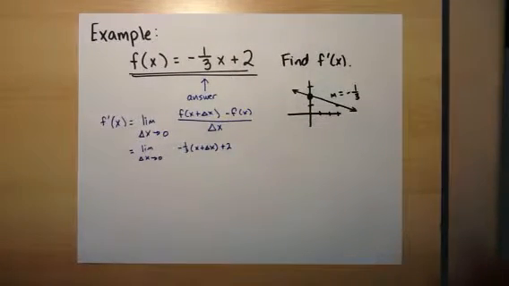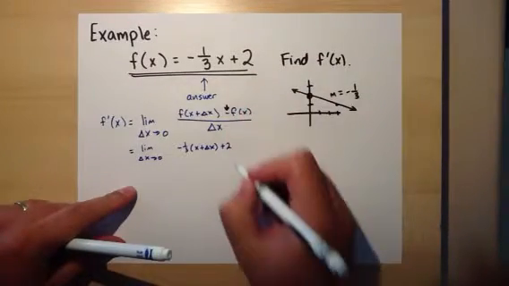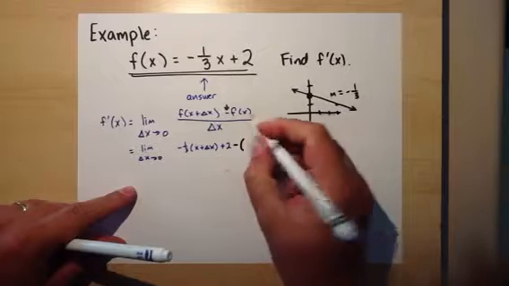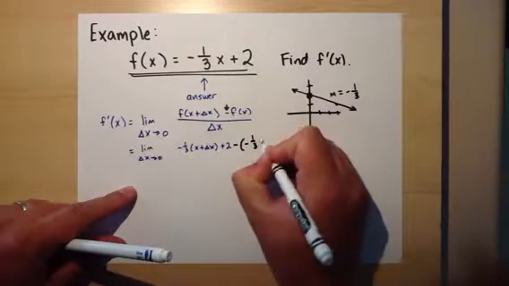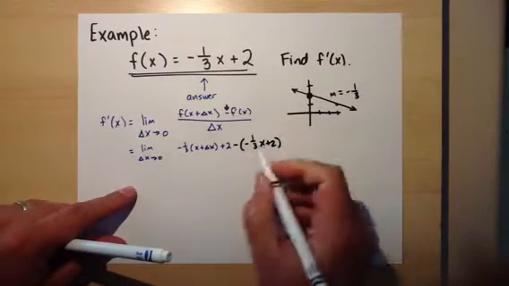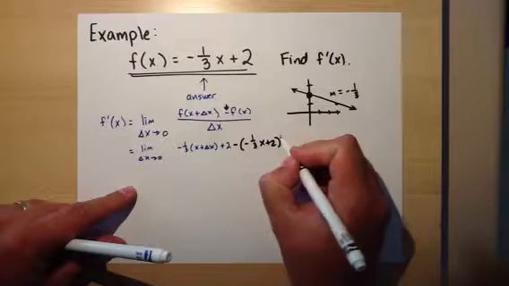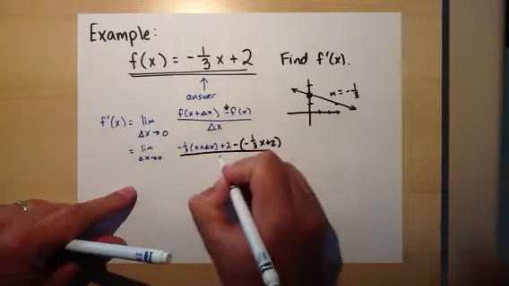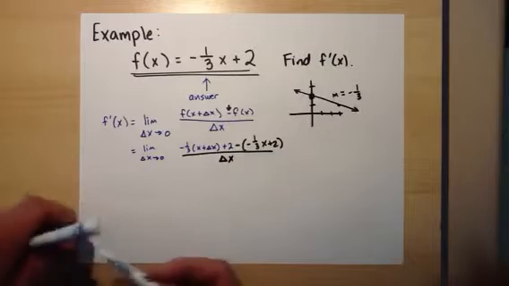And then remember, I'm going to subtract the entire function. So minus the quantity negative 1/3 x plus 2. Remember your parentheses. Remember them, okay? And remember the delta x stays on the bottom.